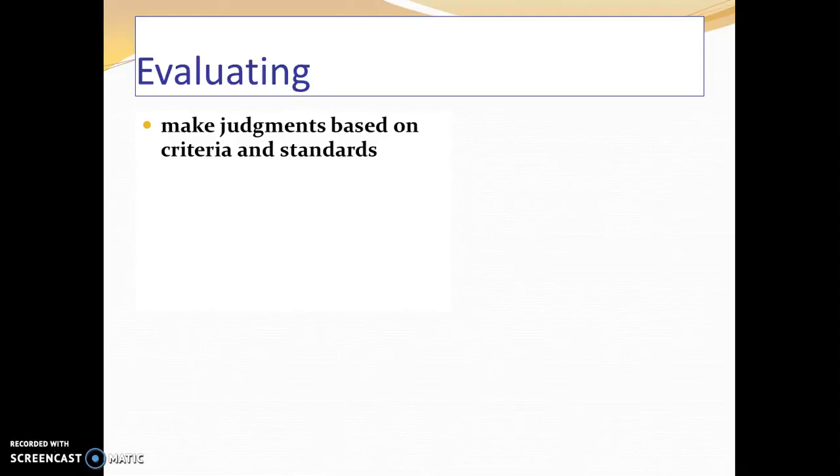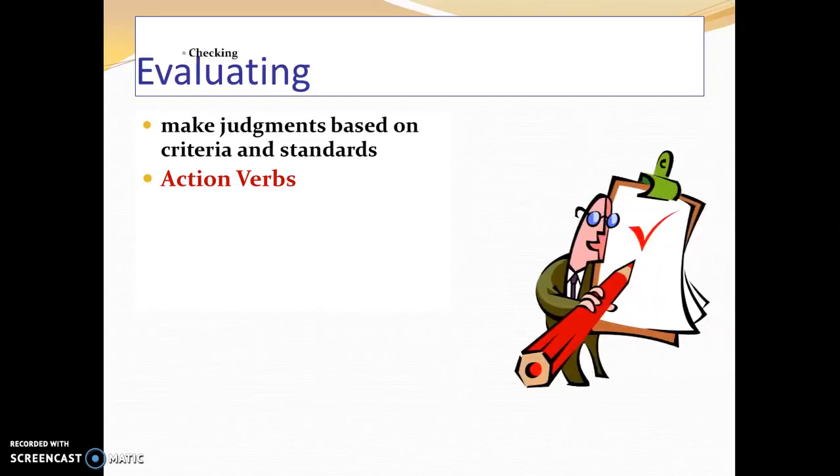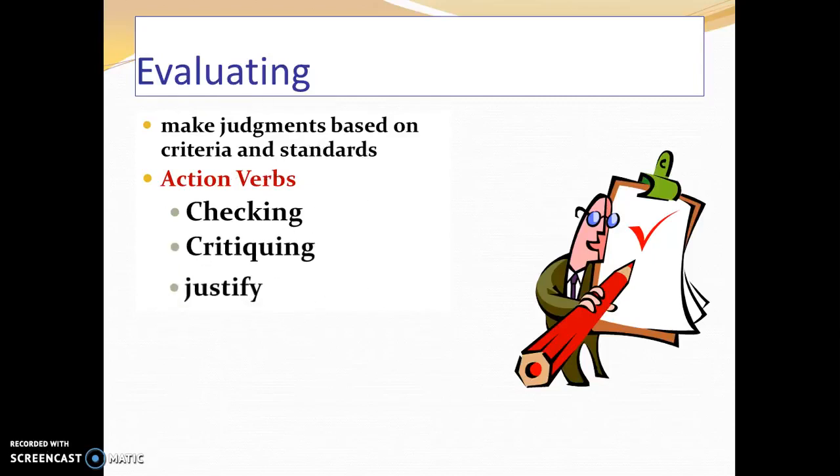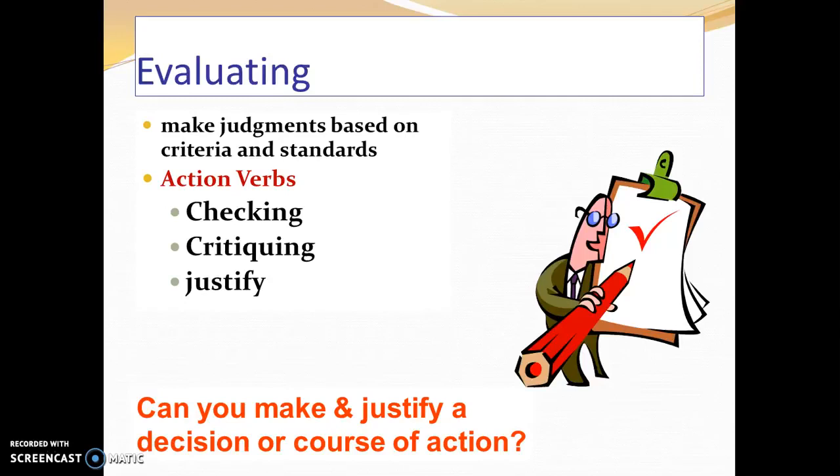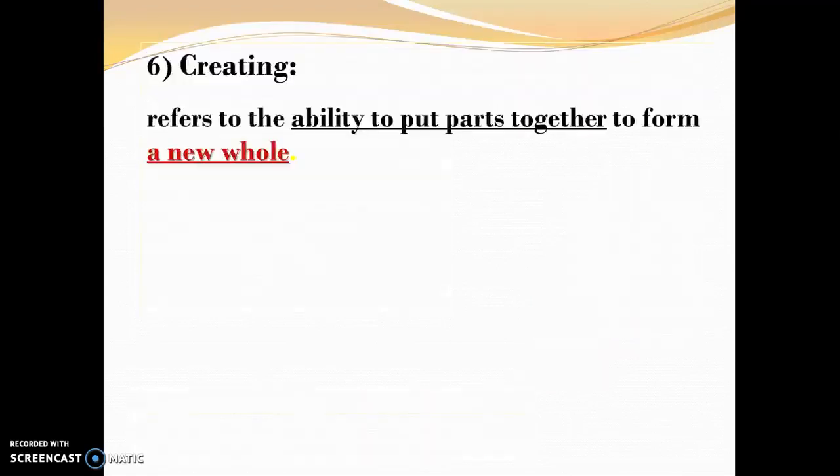One has to make judgments based on criteria and standards while evaluating. The action verbs used for evaluating are checking, critiquing, justifying. If you are able to make and justify a decision or course of action, that means you are able to evaluate. The last stage is creating.